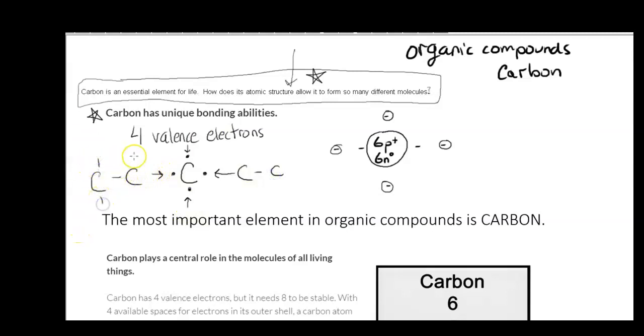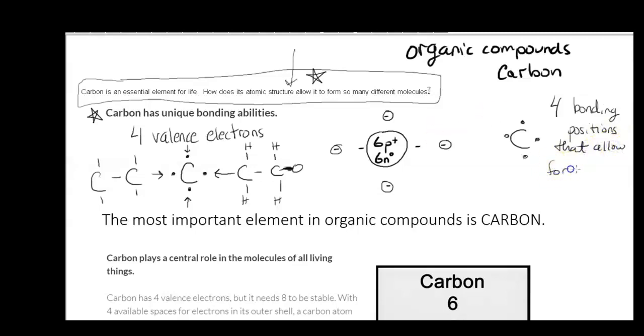Now remember, it's got places to bond on top too, right? You can bring in hydrogen atoms. You could bring in oxygen atoms. So carbon, because it has these 1, 2, 3, 4 valence electrons, has 4 bonding positions that allow for other atoms to come in and bond with the carbon.